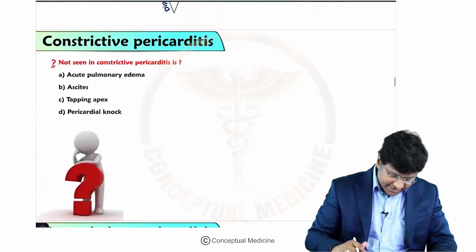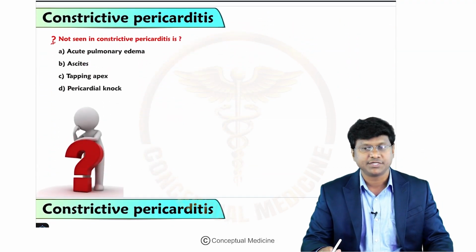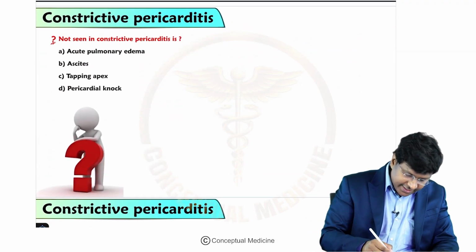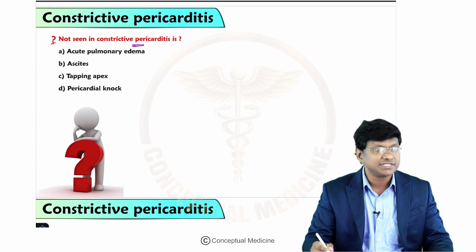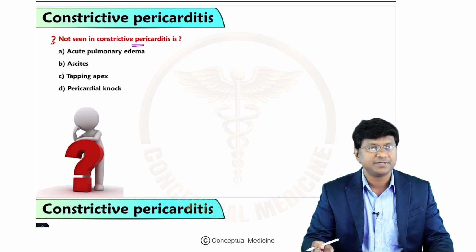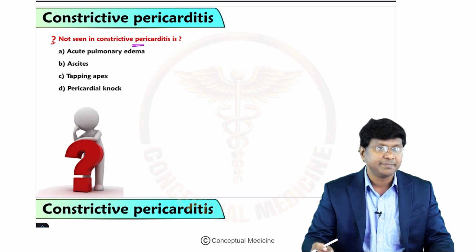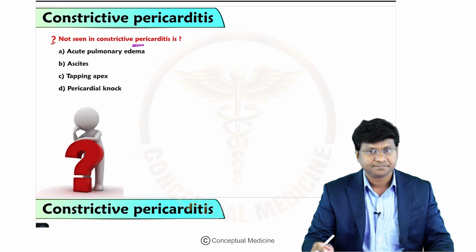Now, let me discuss the clinical features of constrictive pericarditis. So, clinical features: the question is, which of the following features is not seen in constrictive pericarditis? Acute pulmonary edema, ascites, tapping apex, the pericardial knock.